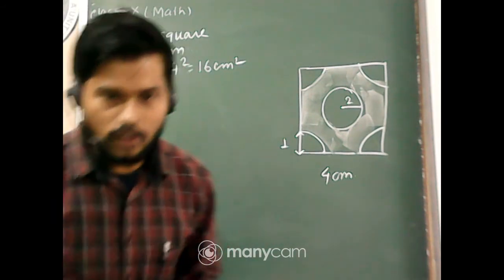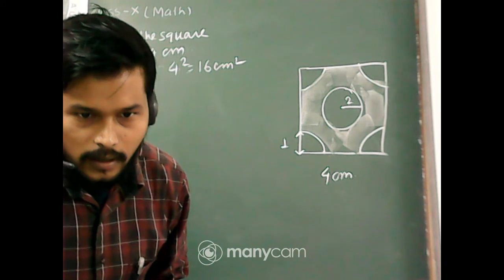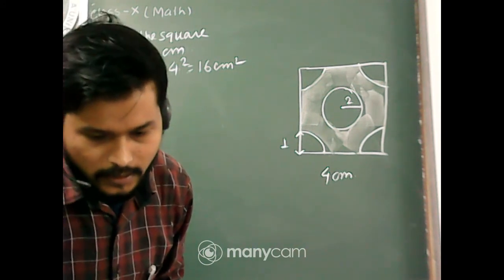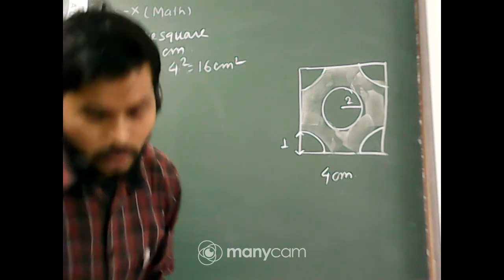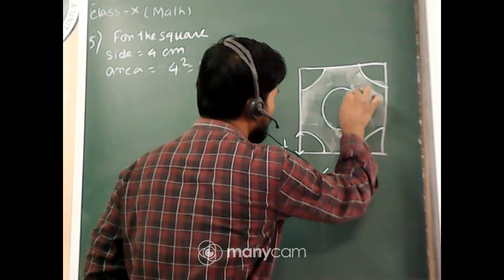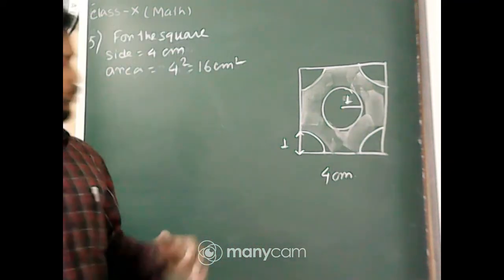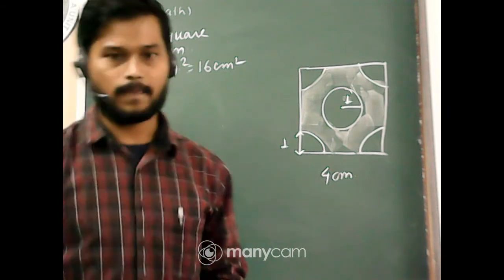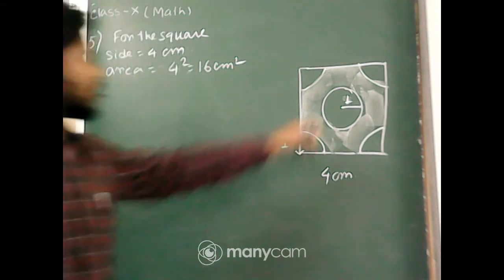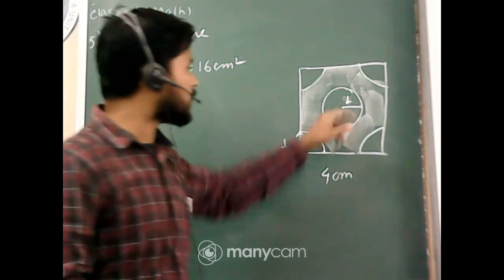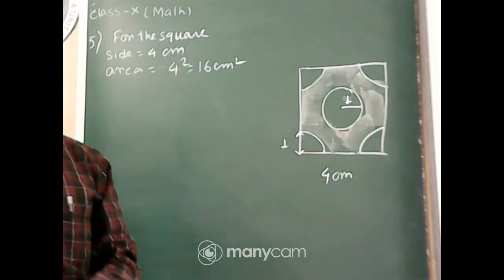So the radius of the full circle at the center is 1 centimeter. No, it is 2 centimeter. Radius of the full circle at the center, oh sorry, diameter is 2 centimeter is given. The diameter is 2 centimeter is given. So the radius will be 1 centimeter. Thank you so much, Somadip. This circle is also a circle having radius 1 centimeter. Diameter was given as 2 centimeter.